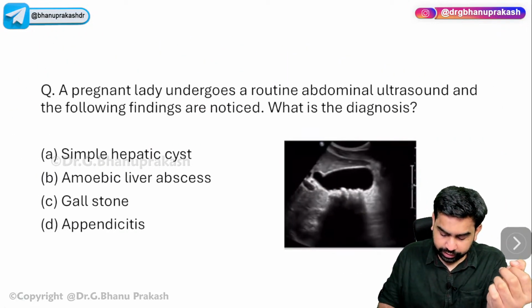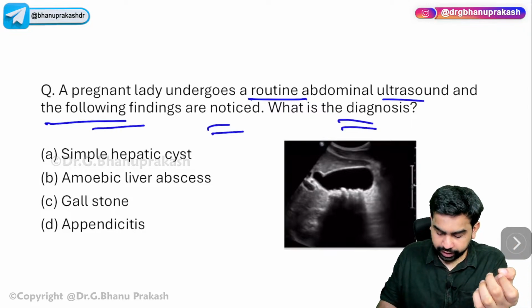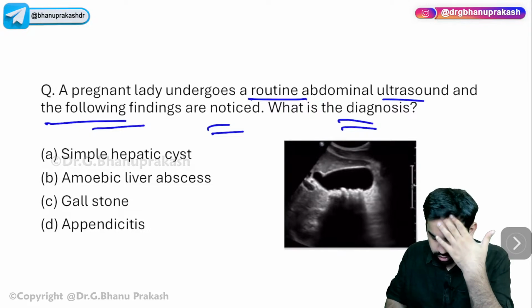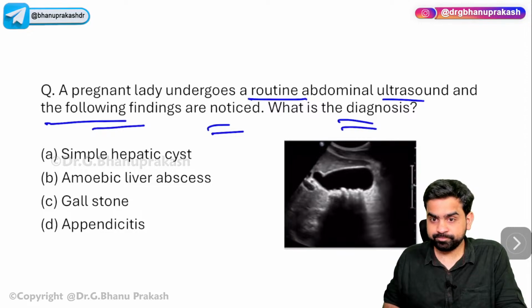Now a pregnant lady undergoes a routine abdominal ultrasound, and the following findings are noticed. What is the diagnosis of this particular patient? Simple hepatic cyst, amoebic liver abscess, gallstones, appendicitis? Okay, so what is the diagnosis over here? Can you please help me, guys? What is the diagnosis over here?